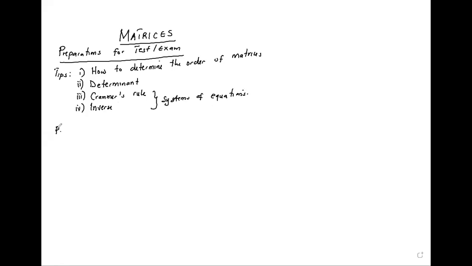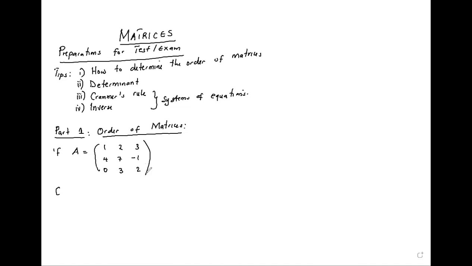So part one of this class is to talk about the order of the matrix. The order of a matrix. Okay, so the order of the matrix A. If A is a matrix, say 1, 2, 3, 4, 7, -1, 0, 3, 2.